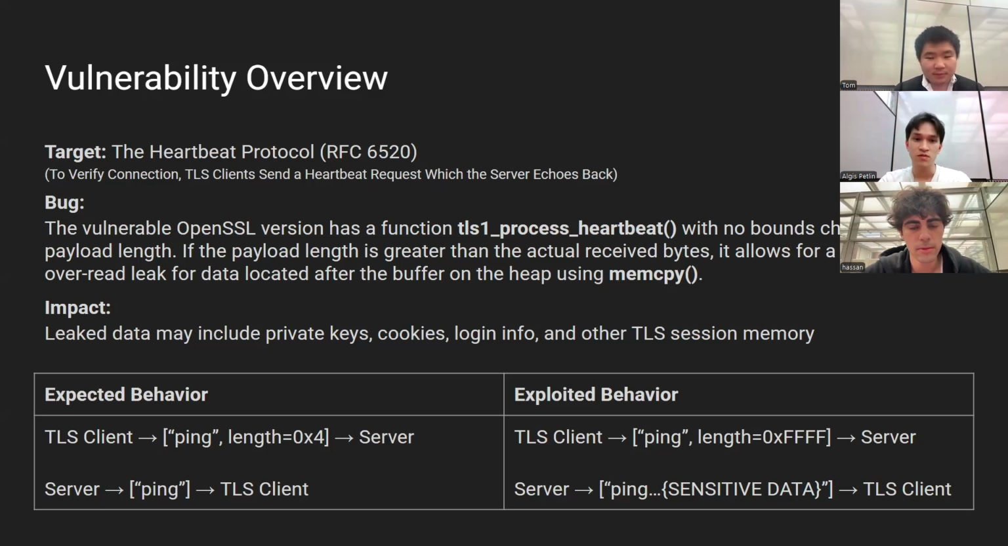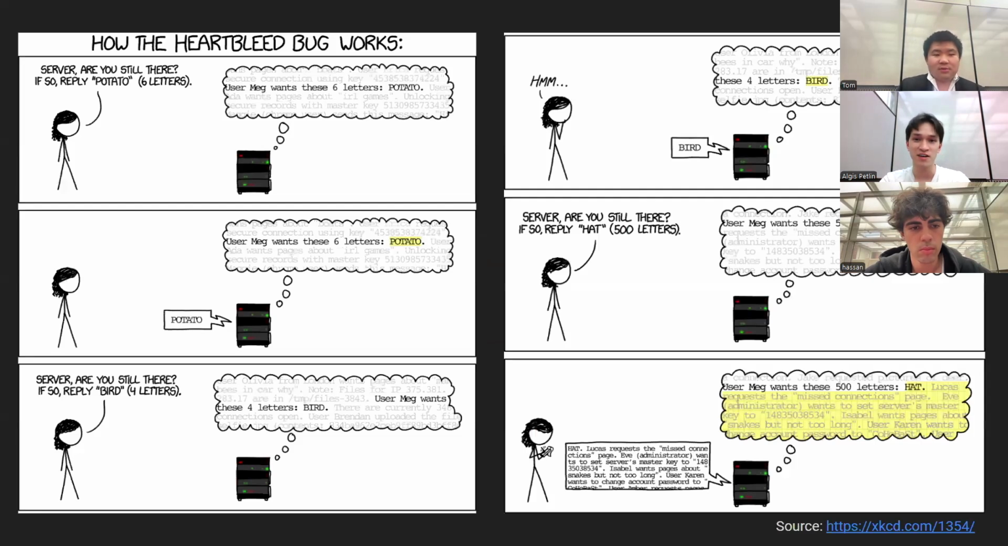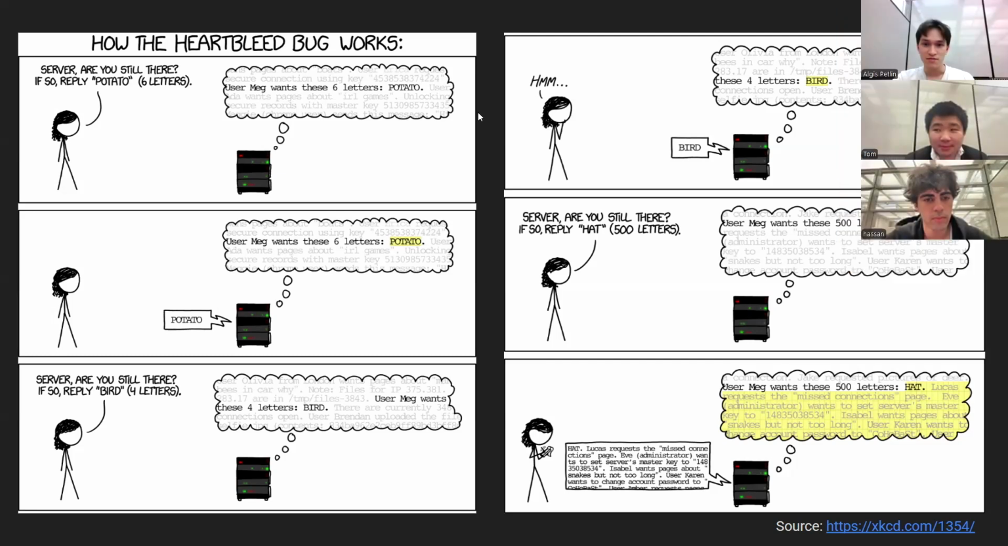So to further explain the heartbeat protocol, you can see down here in the table, the expected behavior is that the client will send a message like ping with a length attached to it to the server, and the server will echo that back. But as you can see in the exploited behavior, they send the message ping, the length is way larger than the length of ping, and then you get all that extra sensitive data. Another picture is this. I found this cool comic from XKCD, which also illustrates this. I'm going to collapse my Zoom thing so you can see everything. I thought it was funny.